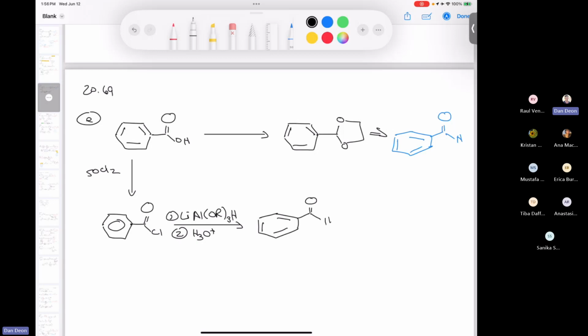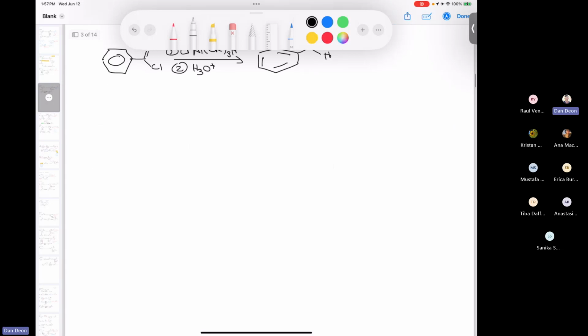And then to make the acetal, I treat it with ethylene glycol, acid catalyst, and I always write negative H2O. Why? Because I'm losing water in the overall process. And that gives us our acetal. Let's try one more. I guess that's going to, no, we'll try the second to last one. So this is F, 20.69F.